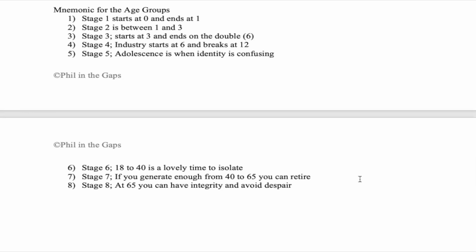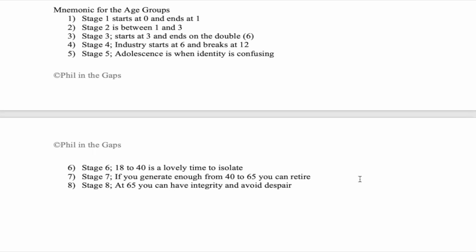Stage 5, adolescence, is when identity is confusing. Why? Because identity versus role confusion is from 12 to 18 years old. Stage 6, 18 to 40, is a lovely time to isolate. Why? Because intimacy versus isolation is 18 to 40 years old.